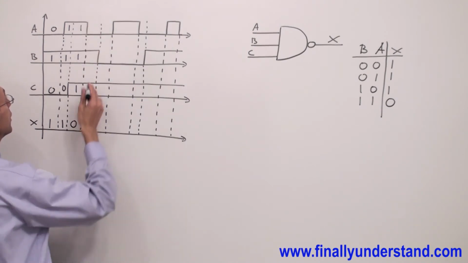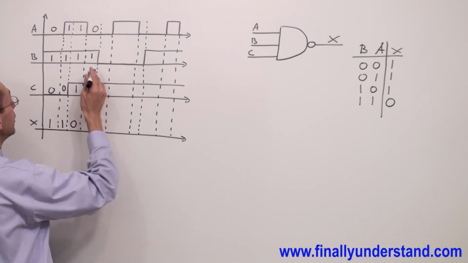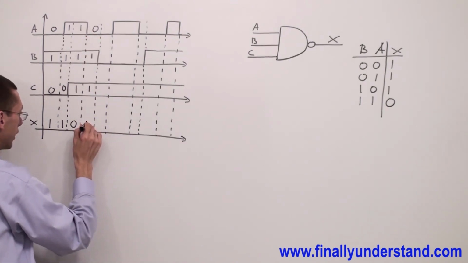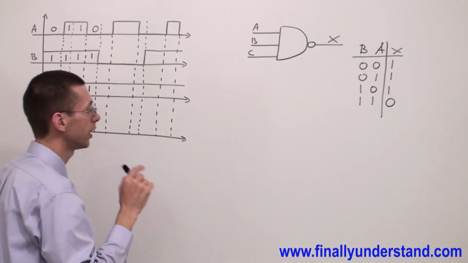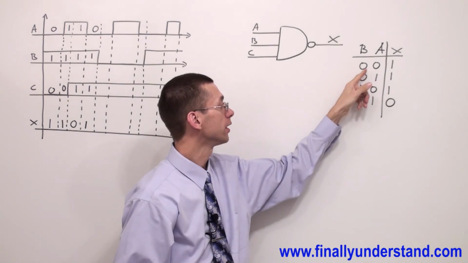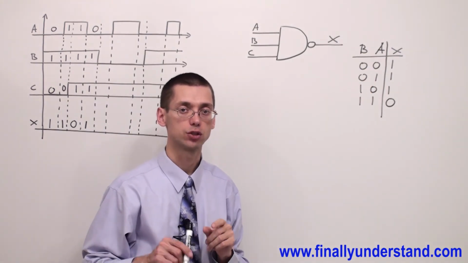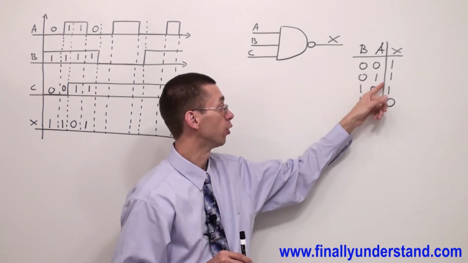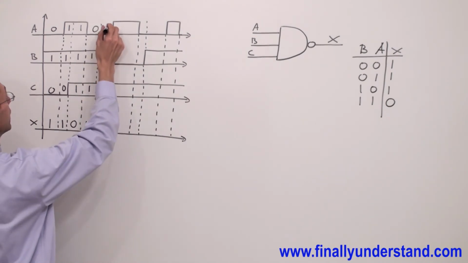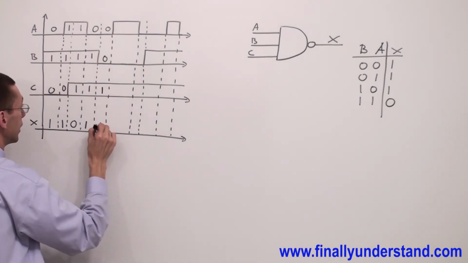Another column, I have 0, 1, 1. Please notice that in this column we have 0. Automatically output becomes high. Why becomes high? One more time. Because the truth table says that if at least one of the inputs of the NAND gate has low, output becomes high. That's why I have high over here. Again, I have 0, 0, 1. That's why this is 1.